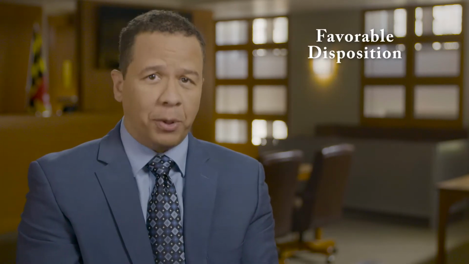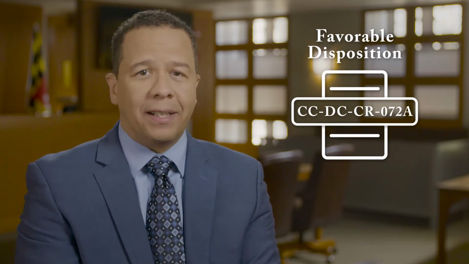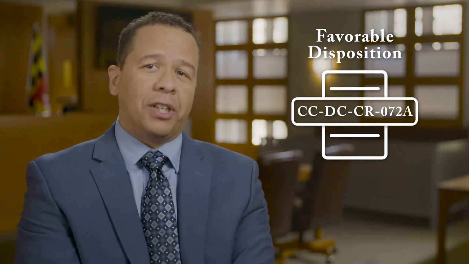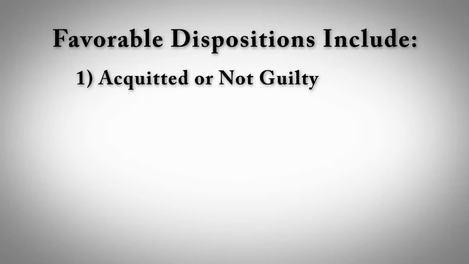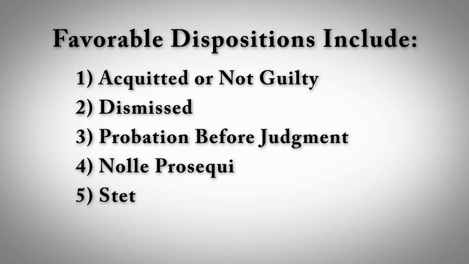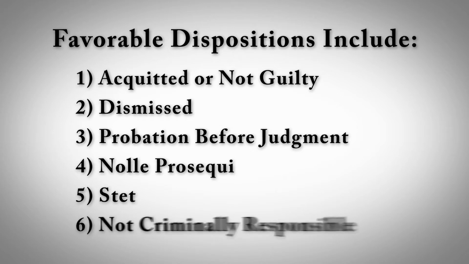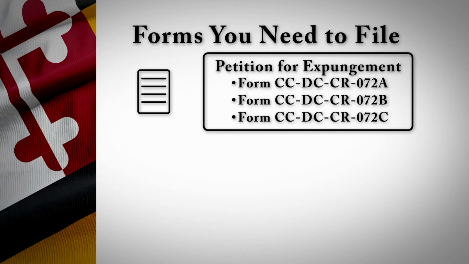If your case ended in a favorable disposition, use Form CC-DC-CR-072A to ask the court for an expungement. Your case may have resulted in a favorable disposition if it did not end in a guilty plea or conviction. Favorable dispositions include: you were acquitted or found not guilty, your case was dismissed, the court ordered probation before judgment, the state's attorney chose not to prosecute, also known as nolle prosequi, your case was indefinitely postponed or stetted, or you were found not criminally responsible. In all of these cases, use Form CC-DC-CR-072A.